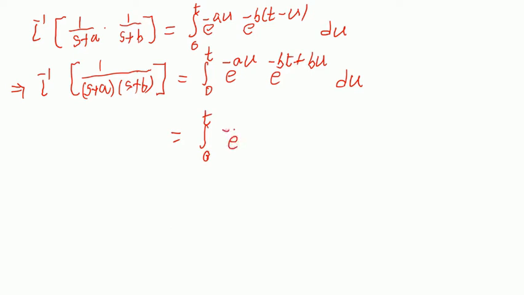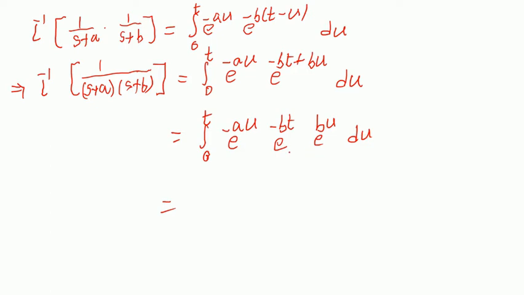e power minus au. This is what happened. This is in the form of what is that? A power m plus n. How can I write a power m plus n as a power m into a power n? I can write this one as e power minus bt into e power bu into du, right? So this is equal to what is that? Here we are integrating with respect to u.